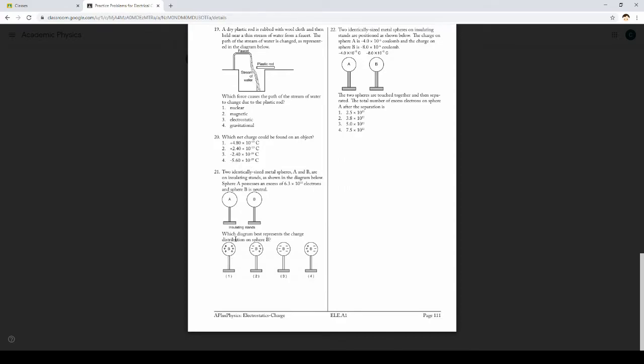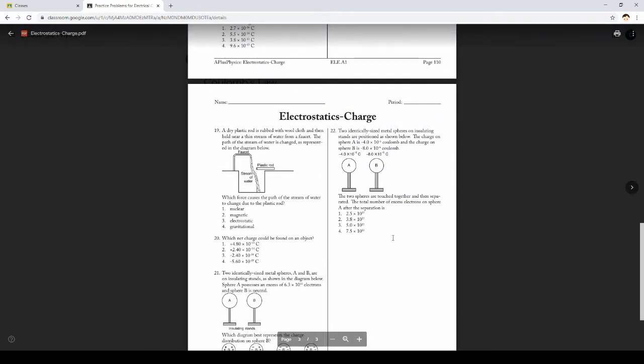Number 21, 2 identically sized metal spheres A and B on insulating stands as shown in the diagram below. Sphere A possesses an excess of electrons and sphere B is neutral. Which diagram best represents the charge distribution on sphere B? So A possesses electrons. It is negative. So we are going to see in sphere B that negative charges get pushed away and positive charges get attracted. Answer choice is going to be number 4. That again shows the concept of polarization.